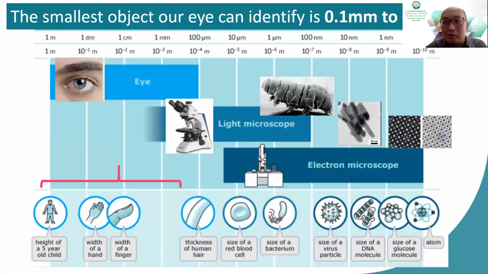Before we start, we'd like to talk about the resolving power of a microscope and our eye. The smallest object our eye can identify is about 0.1 to 0.68 millimeters. But if you want to go beyond that, for example to see the thickness of a human hair, the size of blood cells, or the size of a bacterium, we use an optical light microscope. If we want to see more detail, we go to the electron microscope, just like in the picture of the tardigrade.